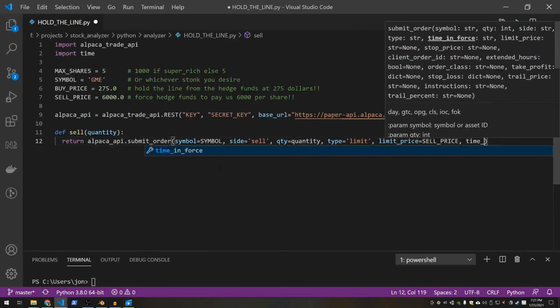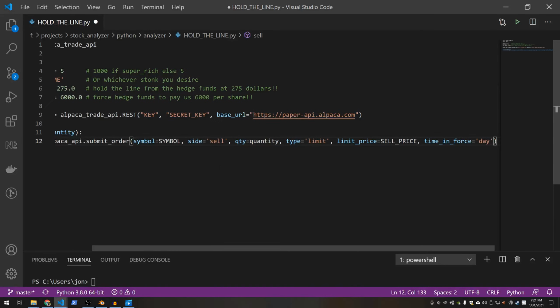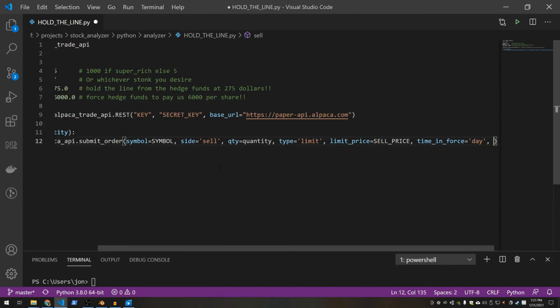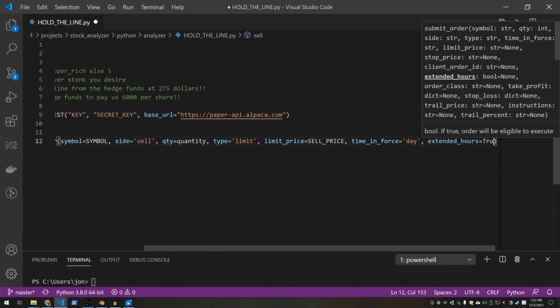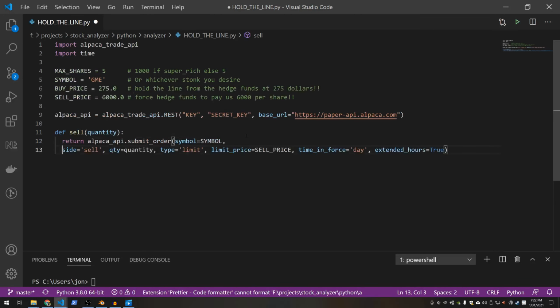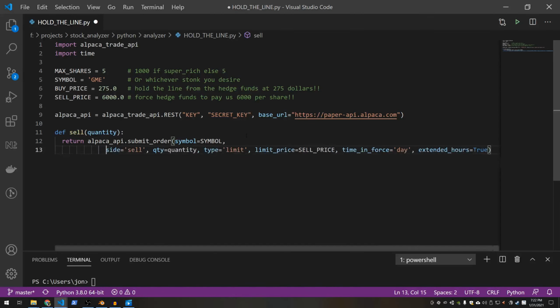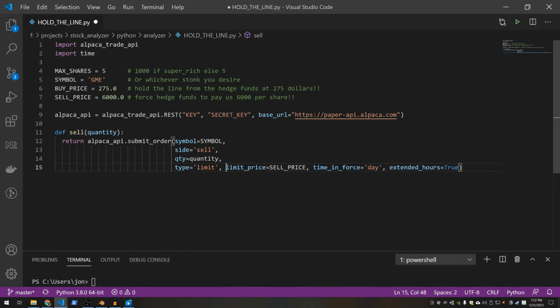Time in force, day. This means the order will expire at the end of the market day. And we'll turn extended hours on. This just means that normally the market closes at 4:30, but this trade can actually take place after that close until 6 p.m. or something like that. And the idea there is if something happens a little bit late in the day, we don't want to miss it.